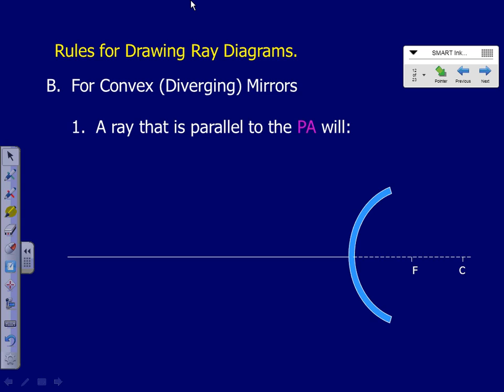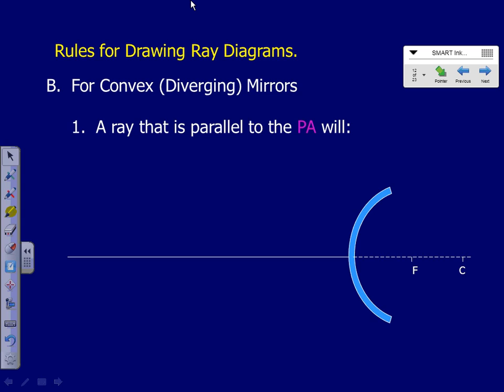And this time, it's going to be 5 centimeters on the back side. Where is 5 centimeters? Right there, 5 centimeters. And 2.5, FC. The back of the mirror is over here. All right? And that is diverging, or convex. And rule number 1, I believe it said a ray parallel to the principal axis.